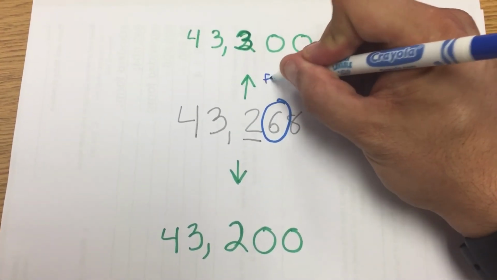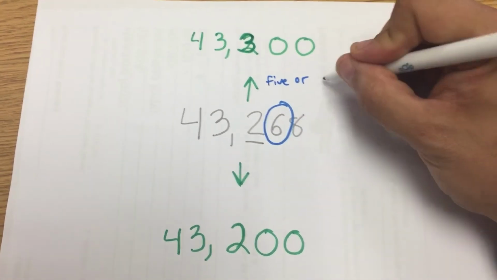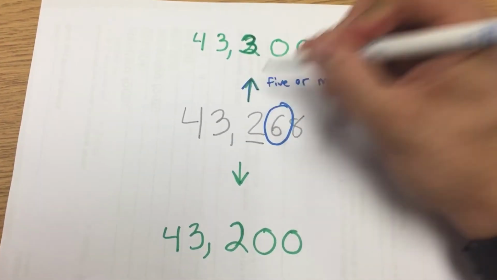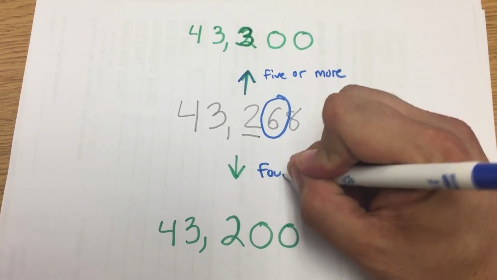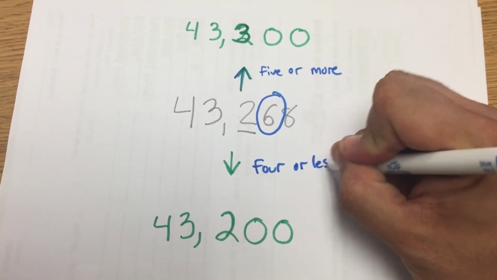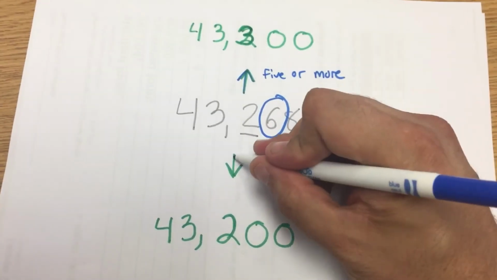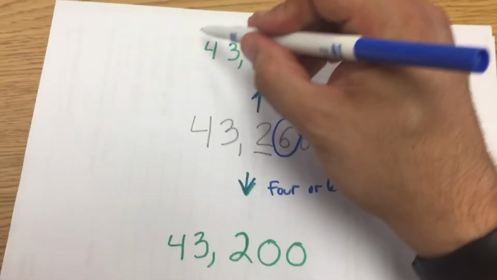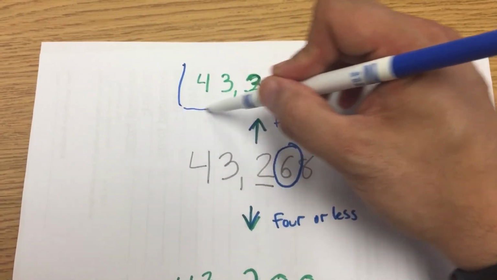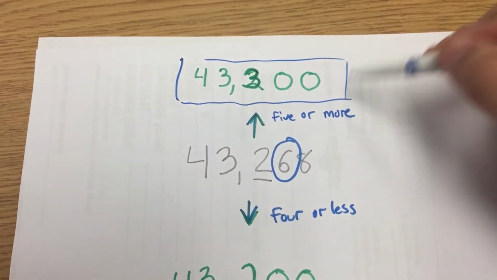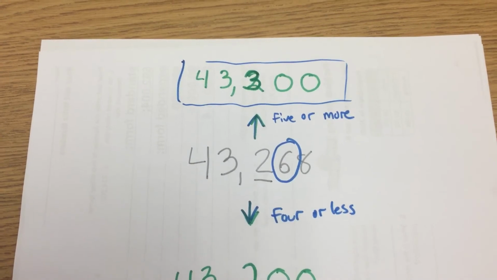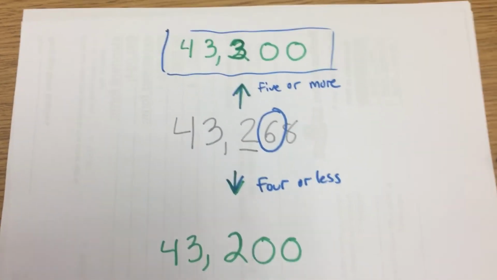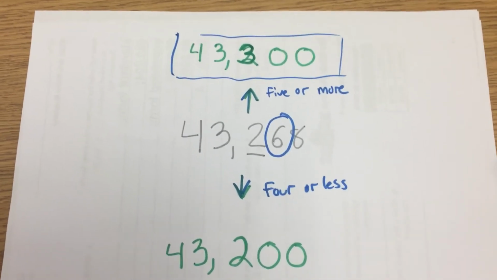So let me add that clue here. 5 or more, let it soar, that means you're going to be rounding up. Or 4 or less, let it rest, which means it's going to round down. So I'm looking right over here. That's a 6. That's 5 or more. That's telling me that we are going to let it soar. We're going to round up to a larger number, 43,300.